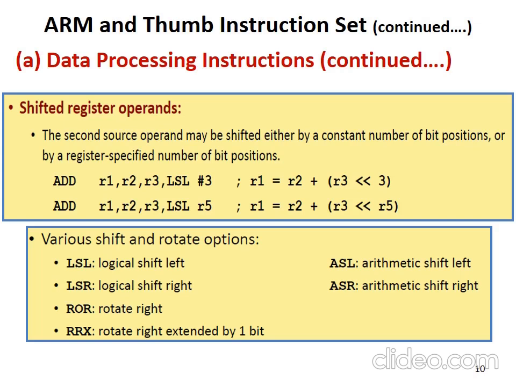Here two examples are given. ADD R1, R2, R3, LSL #3. It indicates that the R3 register is shifted left by 3 bit positions, and then it is added with R2 and the value is stored in R1. ADD R1, R2, R3, LSL R5. Here R5 is a register which is holding the content. R3 is shifted by that number of bit positions and it is added to R2, and the result is stored in R1.